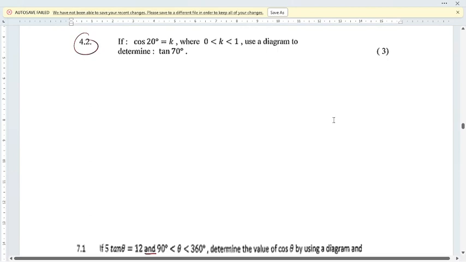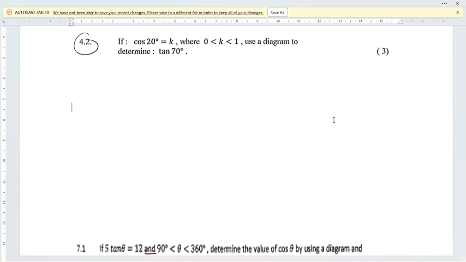Now, in this one, we are looking for unknown angles again. Theta, x, alpha, beta again. In this question, we are finding the unknown, but the angle again.